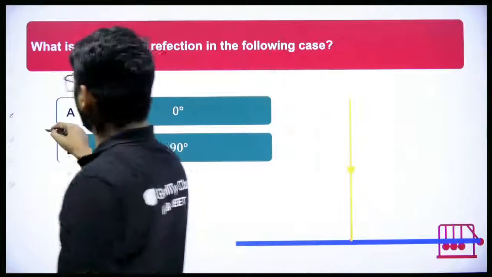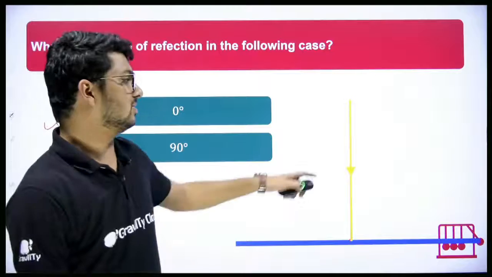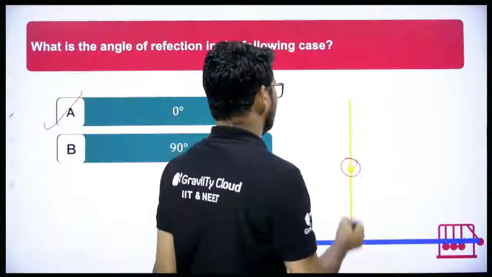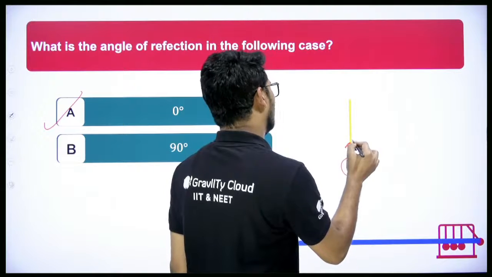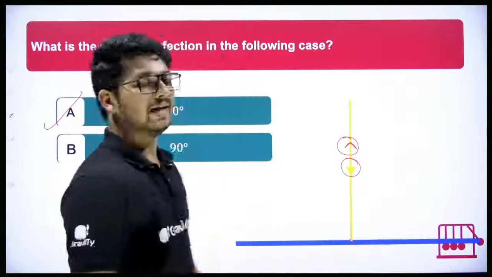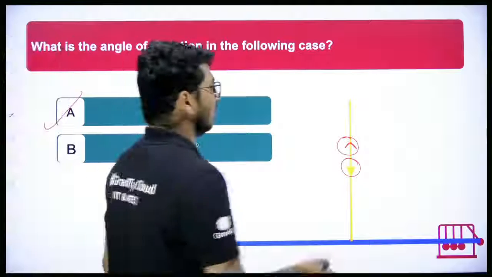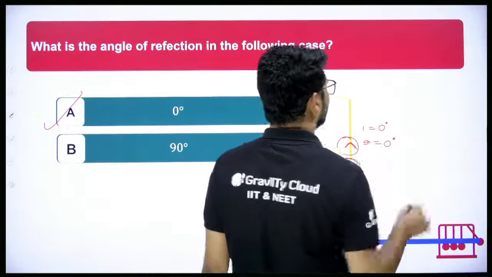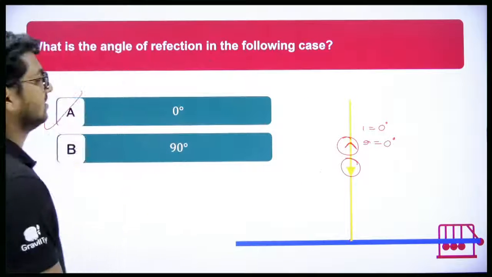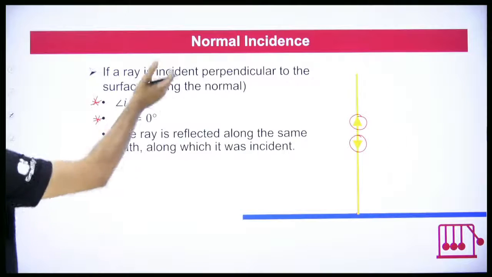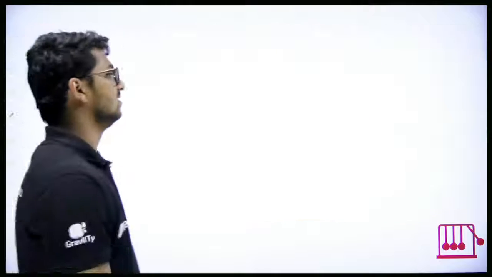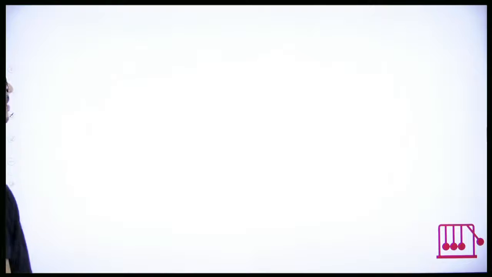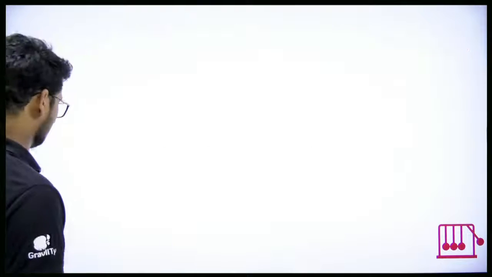What is the answer? The answer is 0 degrees. Why? Because see, this is the incident ray. The arrow is shown. How will the reflected ray be? The reflected ray will also be in the same direction. It will be upwards. I is equal to 0 degrees. R will be equal to 0 degrees. That's it. And what is this case called? This case is called normal incidence. Normal incidence. Clear? Good. Okay.